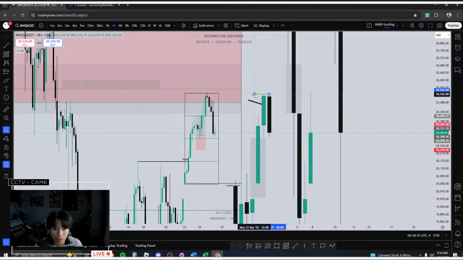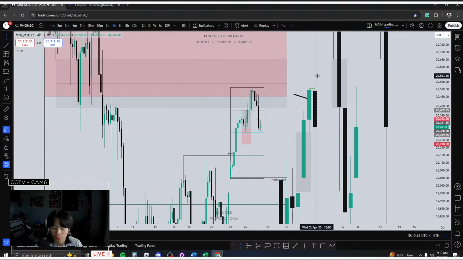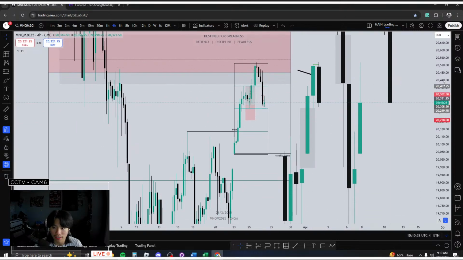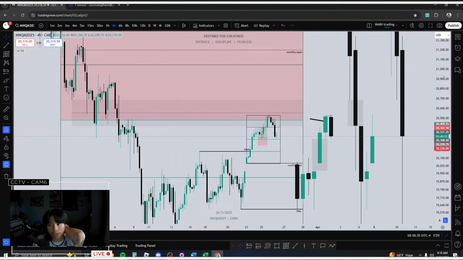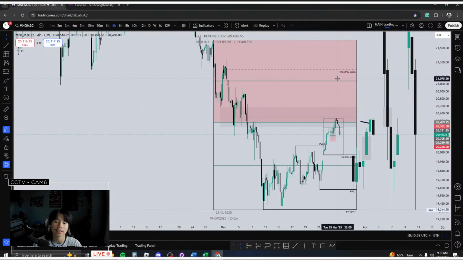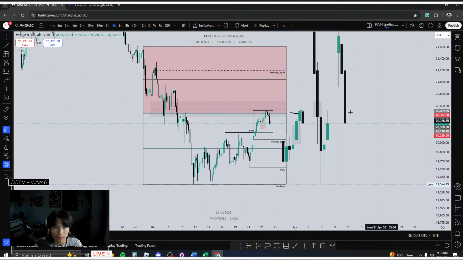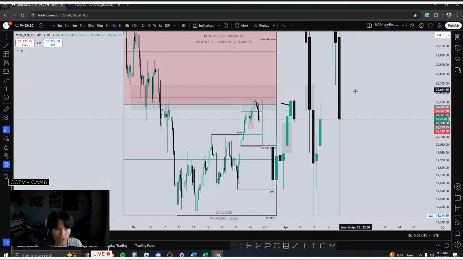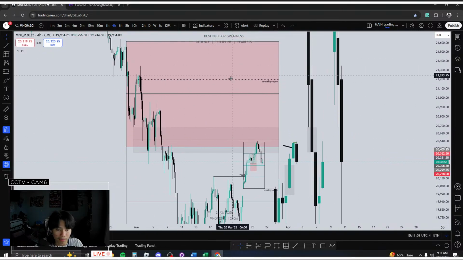Coming into the Asian session, we immediately took out yesterday's high of day, and afterwards we started to retrace back inside this range. There are two things I want to mention. We are retracing back into the premium of this dealing range, more specifically the 12-hour dealing range. So technically we are in premium. We did trade up into premium.